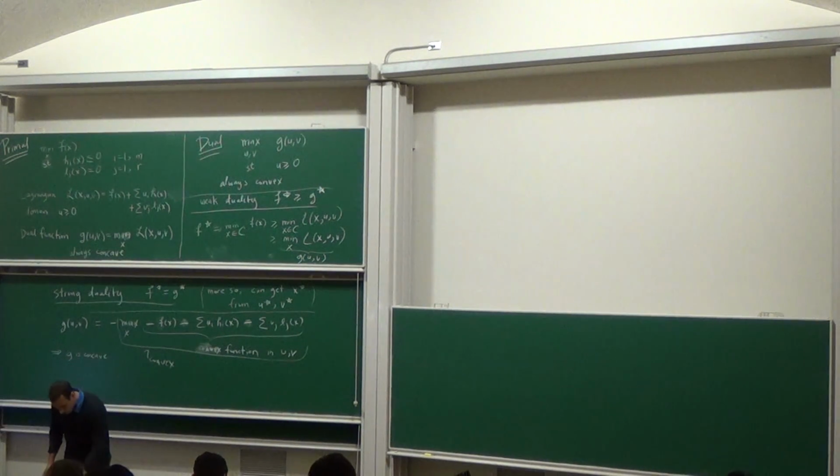So I'm going to give you two examples real quick. And we're going to observe that in one example we have strong duality, and in the other we don't.